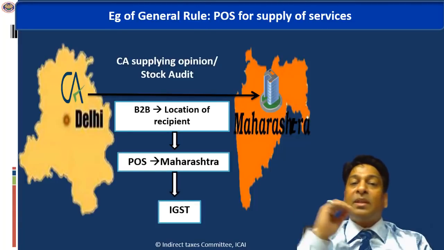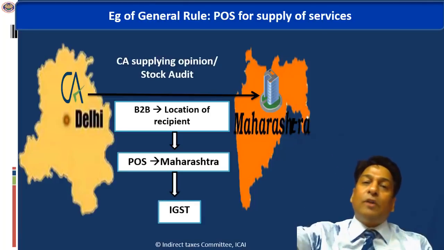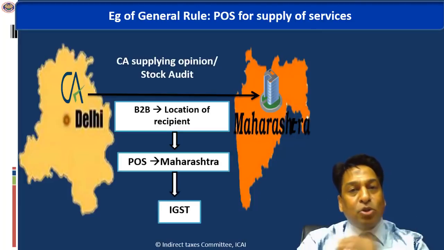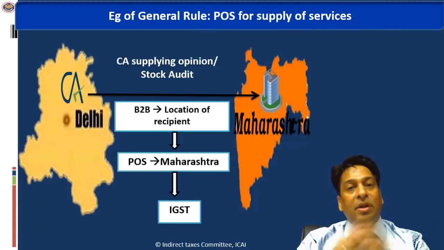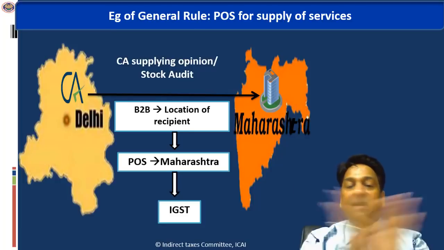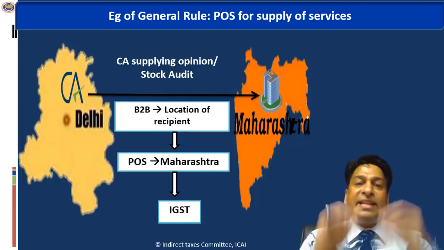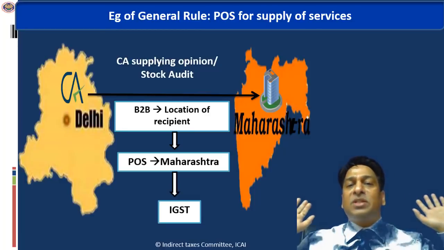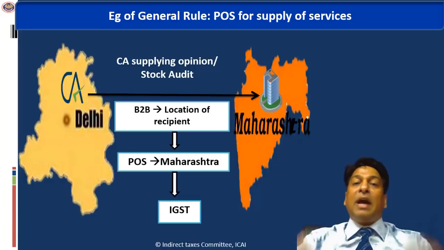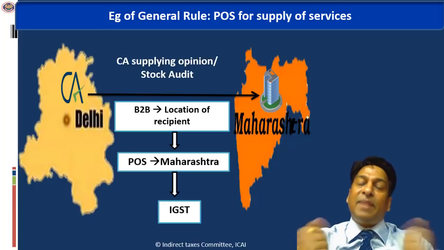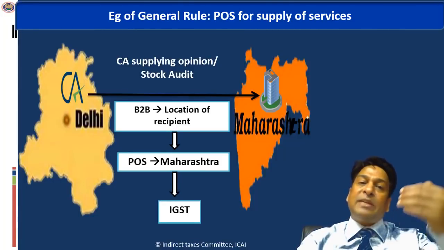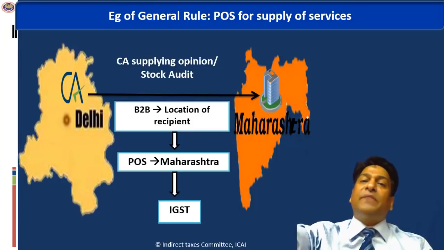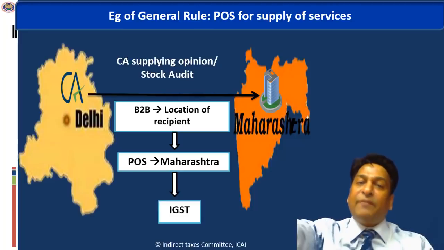First question: I'm a supplier. I've gone to 4 different states and undertaken the stock audit. Am I supposed to take registration in 4 different states? Answer is a big no, because I'm undertaking these services from a particular state, Delhi, so I will continue to be registered in Delhi. Now I'm going to raise the invoice. When I'm raising the invoice, am I supposed to raise a full invoice for the stock audit undertaken at 4 different places in 4 different states?